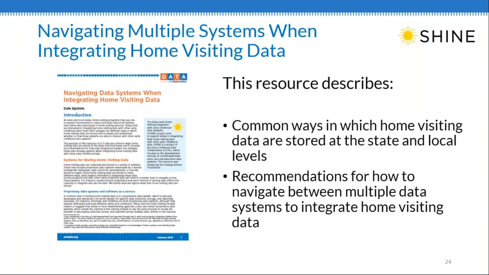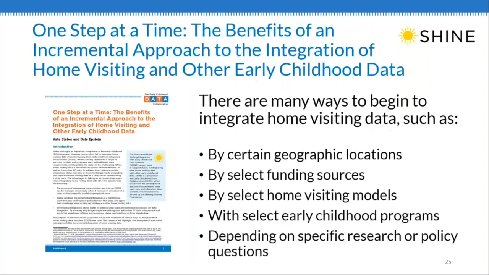We know there's a whole range of how these data can be stored and how they're collected. So the resource describes those different ways that they're stored and then also provides recommendations for how states can navigate between these different systems and things to consider when working to integrate data that are stored in these different places. And then on the next slide, our last resource, which is certainly not the last in the order. You can use these resources in any way that you want to use them and depending on where you're at. But we know that through this process of integrating home visiting data, it definitely takes time and it doesn't need to happen all at once.